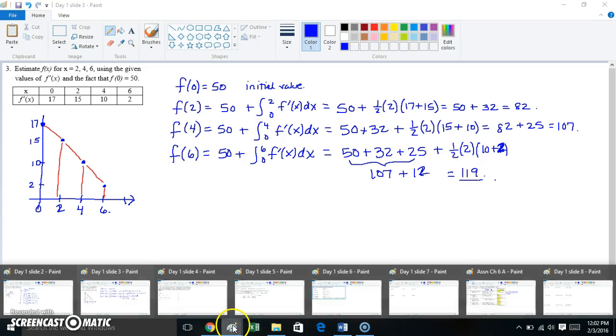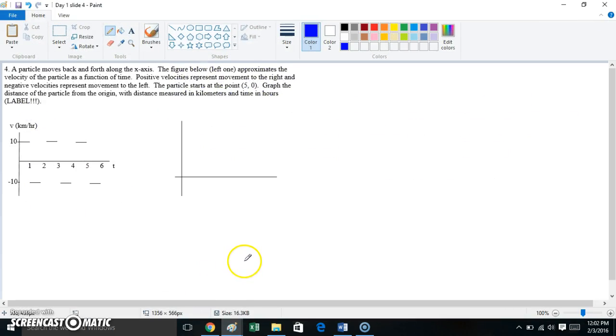Moving on to example 4. Here we have a particle that moves back and forth along the x-axis. The figure below on the left approximates the velocity of the particle as a function of time. So here is my rate graph. Positive velocities represent movement to the right. Negative velocities represent movement to the left.